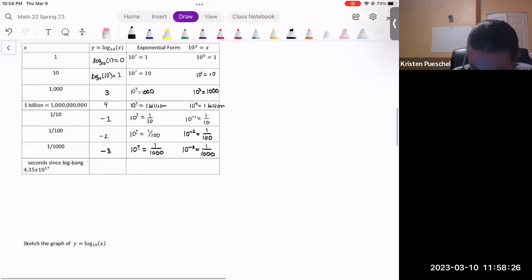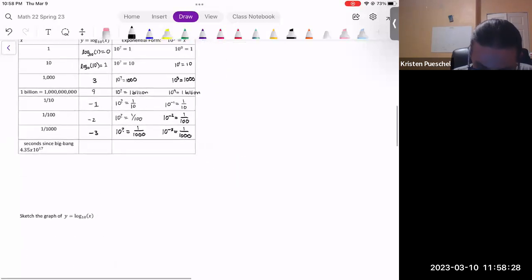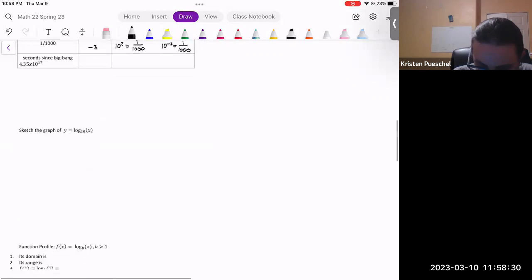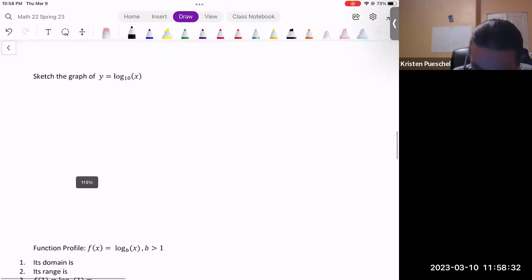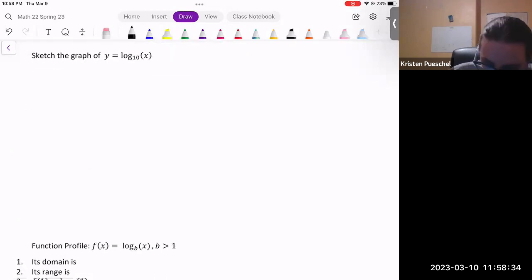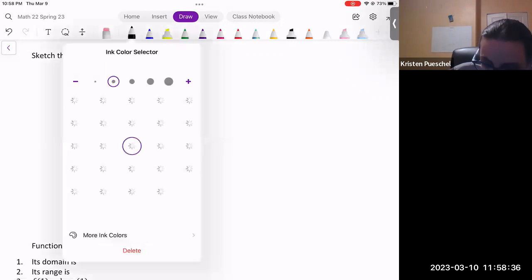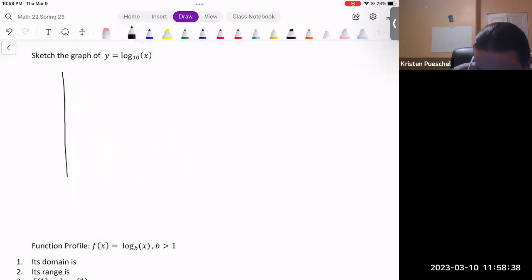And we've got all of these values. Let's build a quick sketch of this graph. Okay, so remember that our domain is going to be values that are more than 0.